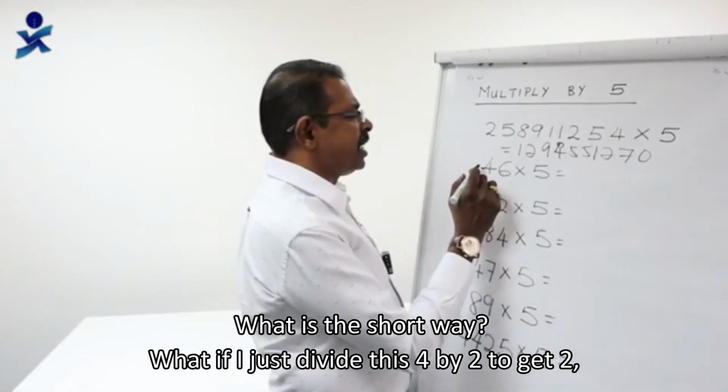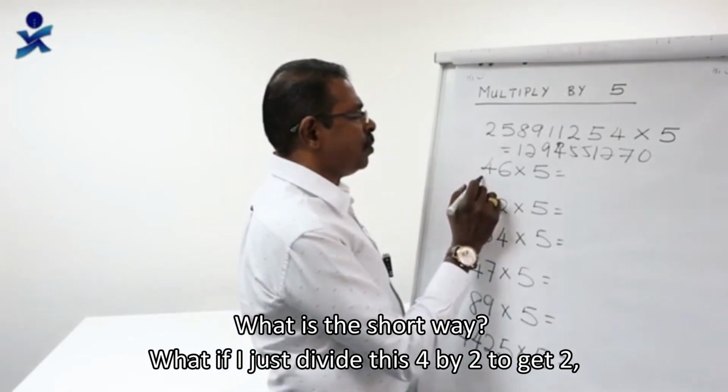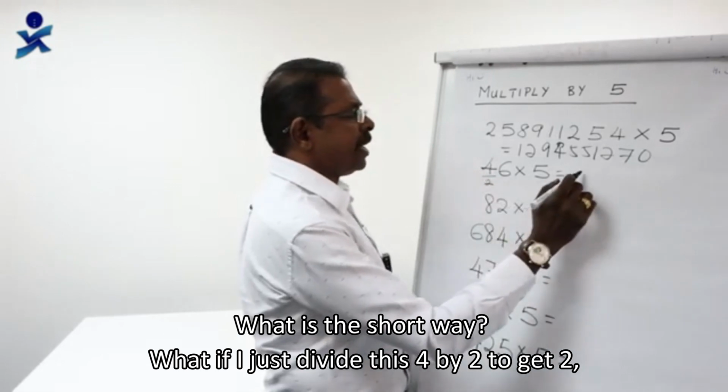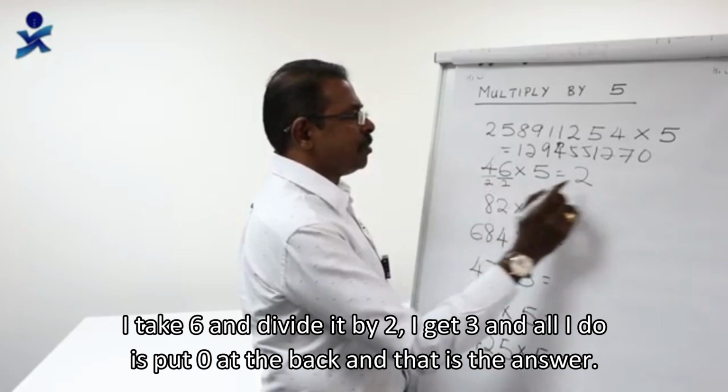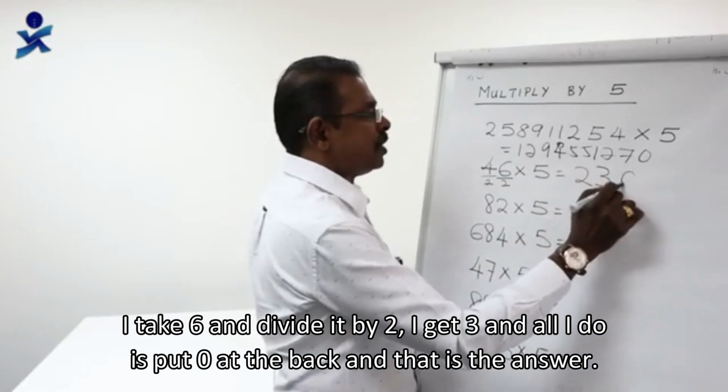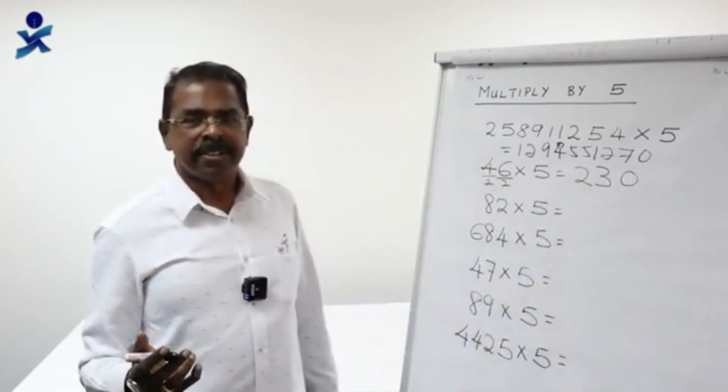What if I just divide this 4 by 2? What do I get? I get 2. I take 6 and divide it by 2. I get 3. And all I do is put a 0 at the back, and that is the answer.